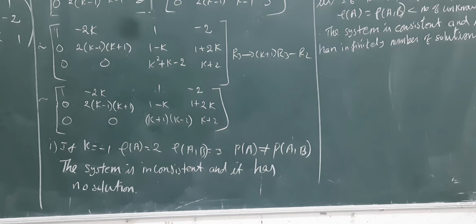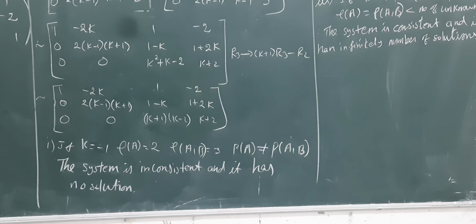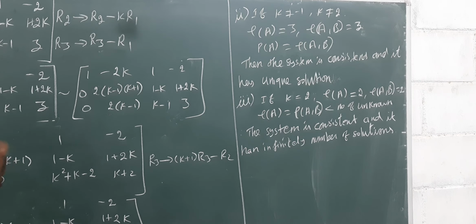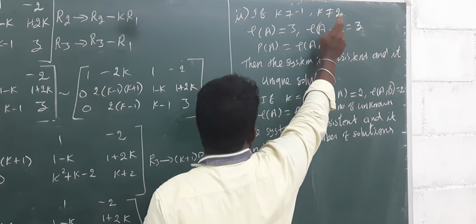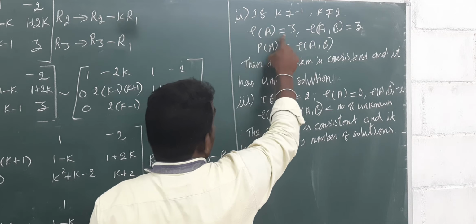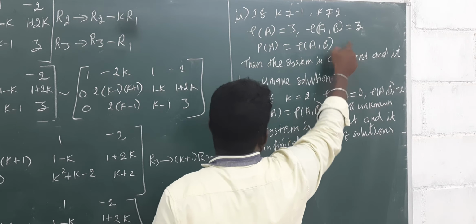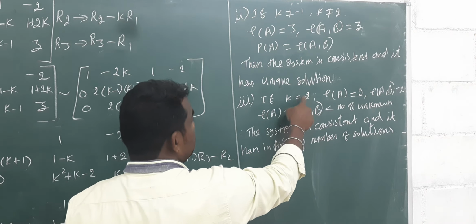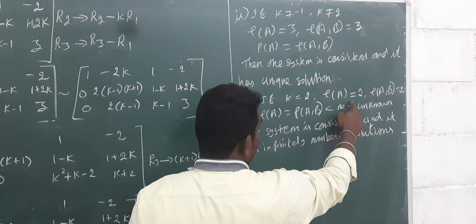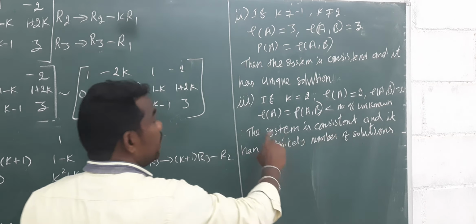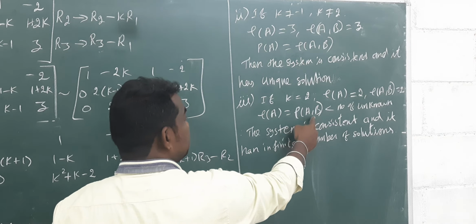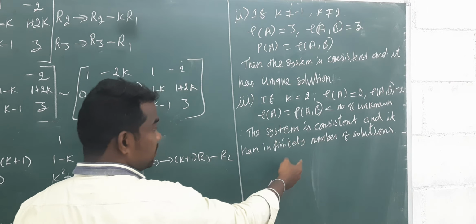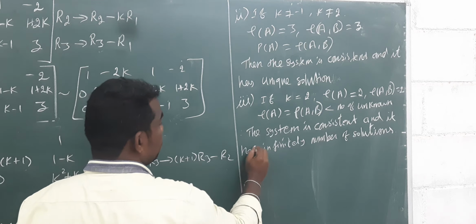That is no solution. Next we are going to satisfy the second condition, which is unique solution. If k is not equal to minus 1, k is not equal to 2, we have rank of A is equal to 3 and rank of A comma B is equal to 3. Both are equal, then the system is consistent and it has a unique solution. If k is equal to 2, we have rank of A as 2 and rank of A comma B also 2. Both are equal but less than the number of unknowns, here the number of unknowns is 3. So that is less than the number of unknowns, then the system is consistent and it has infinitely many solutions.